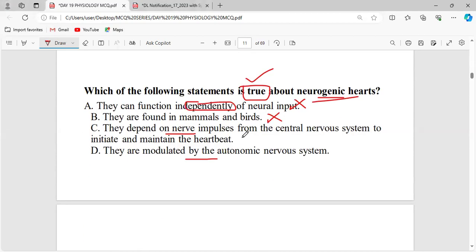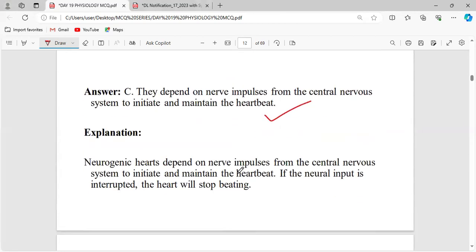And here, the neurogenic heart can't be modulated by the autonomic nervous system, but instead we can say that it will be modulated in the myogenic heart.